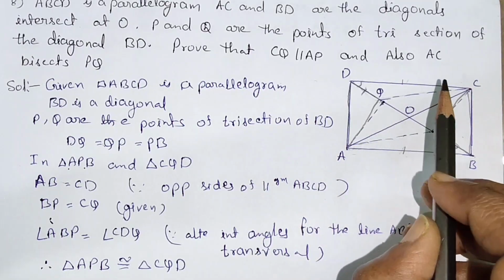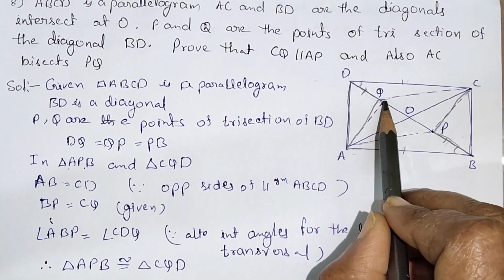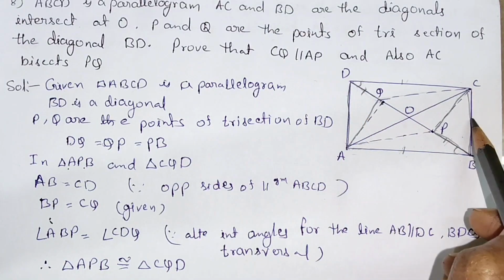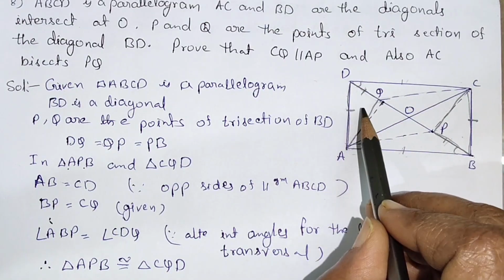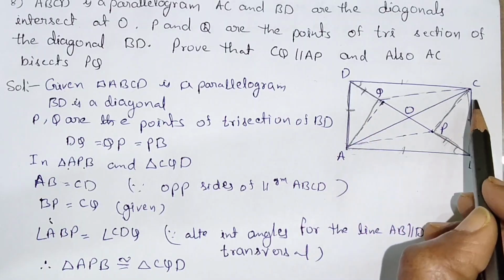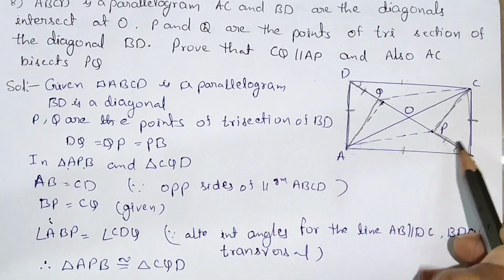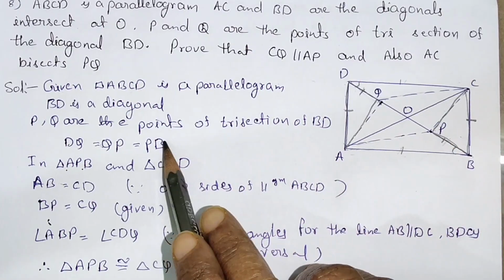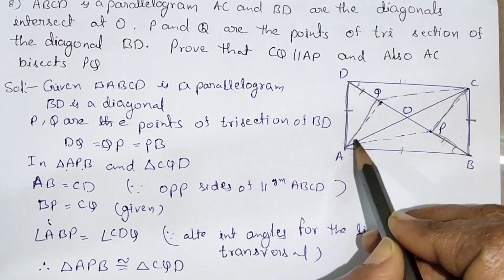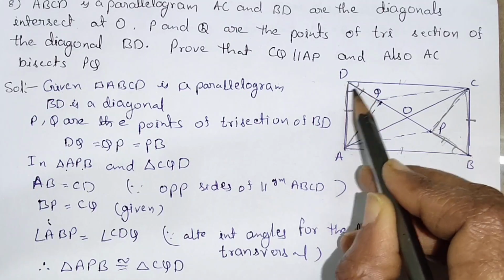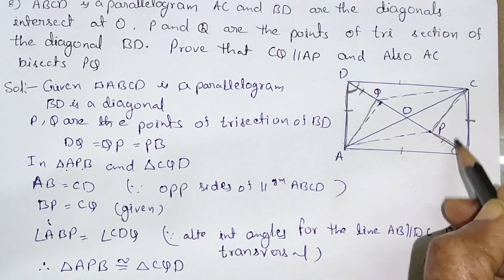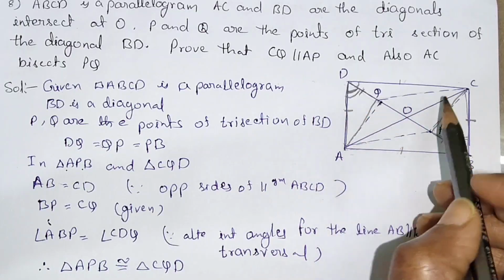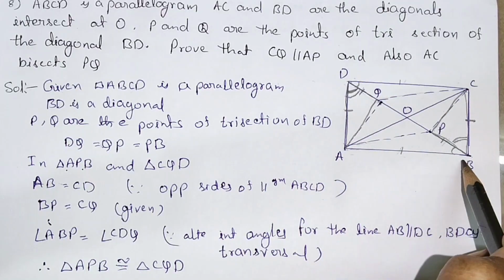First, AD equal to BC. These two are the opposite sides of a parallelogram, so these two sides are equal. Next, DQ equal to PB. Already we know this is given in the question. Next, angle ADQ equal to angle PBC. These two angles are equal because DC and AB are the parallel sides.